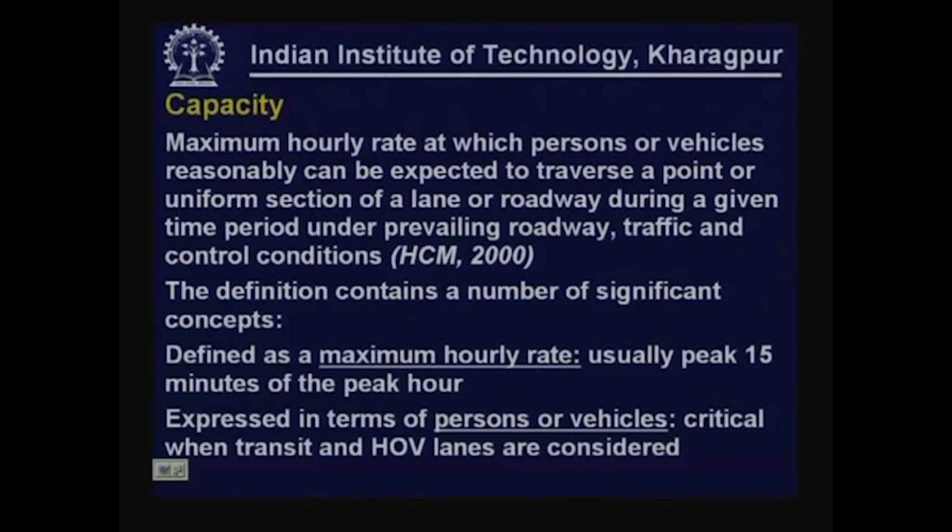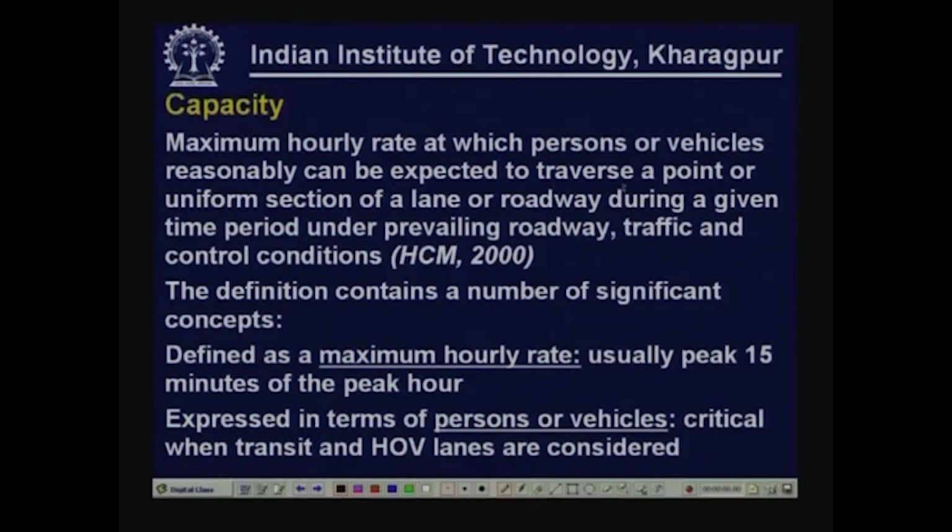Let us try to understand the concept of capacity. First, a formal definition as given by Highway Capacity Manual 2000. Capacity is defined as maximum hourly rate at which persons or vehicles can be expected to traverse a point or uniform section of a lane or roadway during a given time period under prevailing roadway traffic and control conditions. There are several interesting and important aspects of this capacity concept as given in the definition. So, I would like to give emphasis on those aspects.